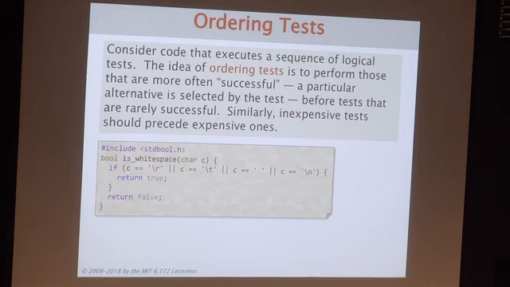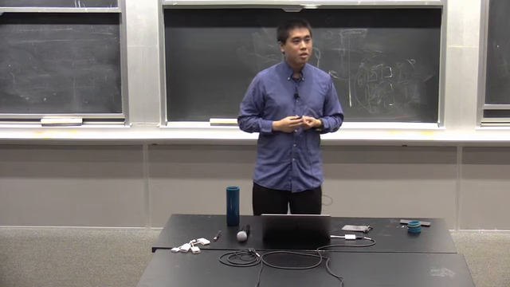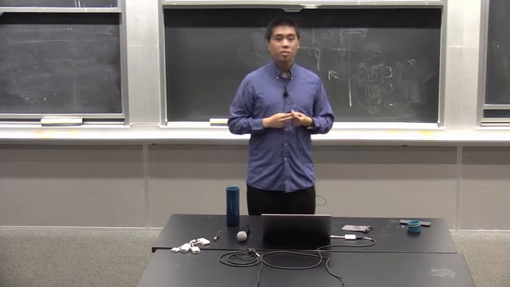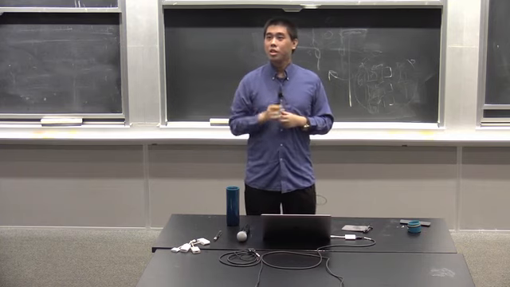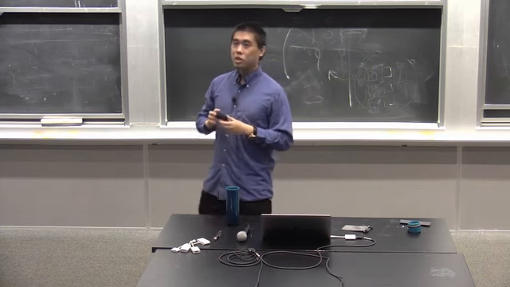So here's an example. Here we're checking whether a character is white space. A character is white space if it's equal to the carriage return character, if it's equal to the tab character, if it's equal to space, or if it's equal to the new line character. So which one of these tests do you think should go at the beginning? Yes? Why is that?